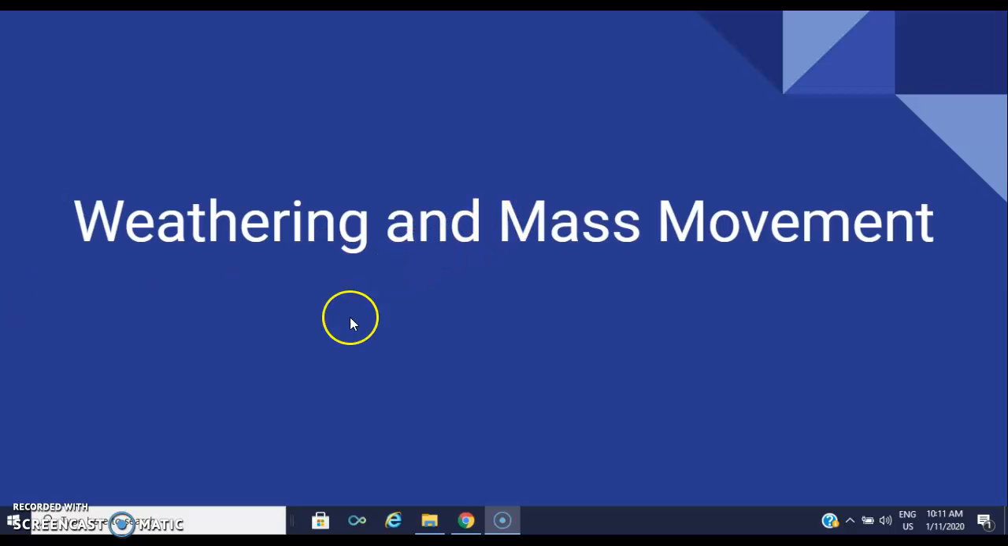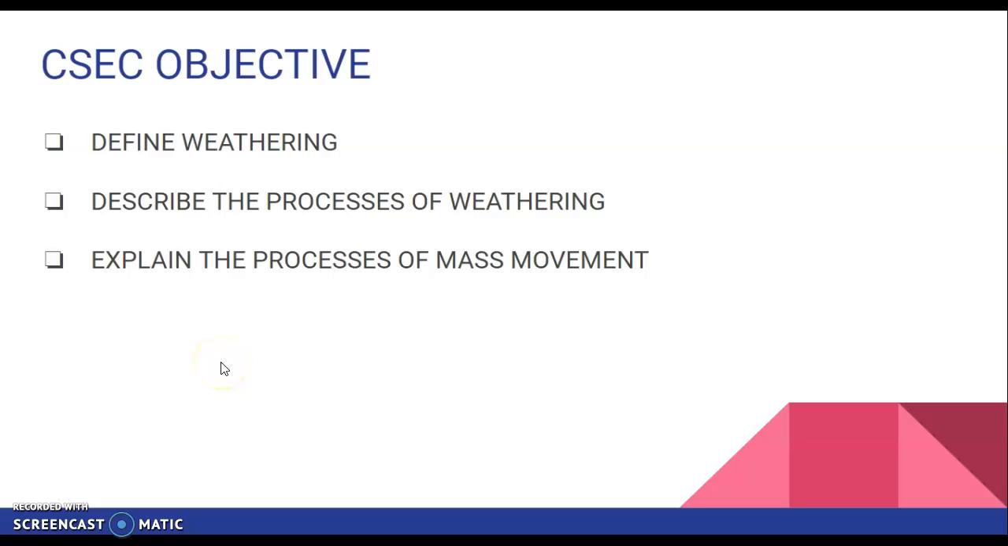This presentation is on weathering and mass movement. We're going to be focusing on the CSEC objectives: define weathering, describe the processes of weathering, and explain the processes of mass movement. Now, this video will center around the concept of weathering and concepts relating to weathering and the types of weathering.